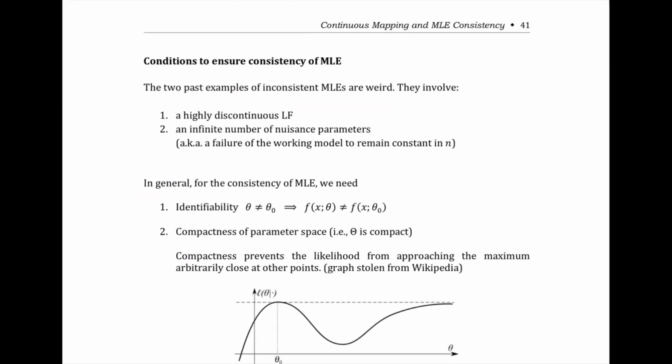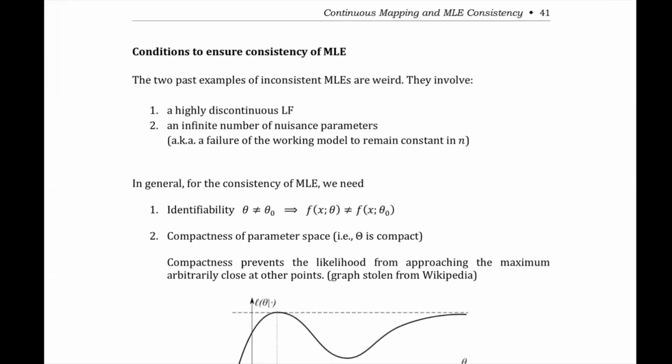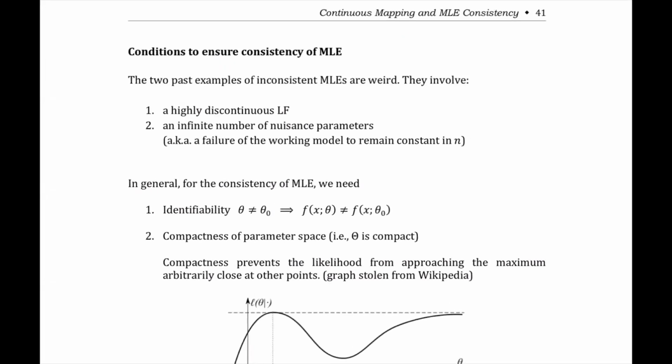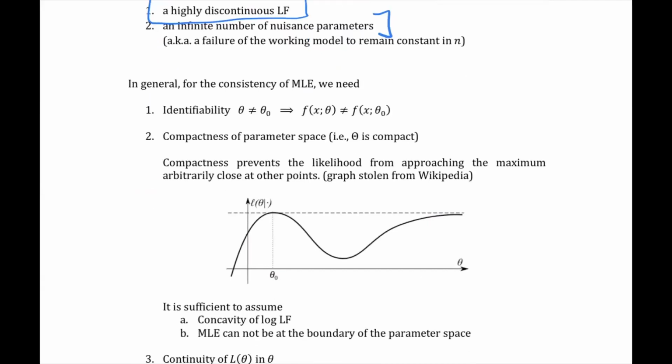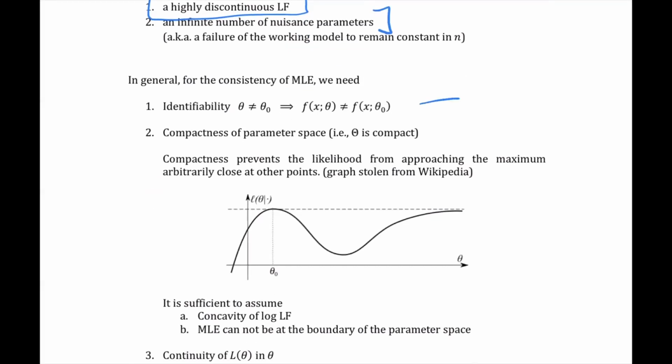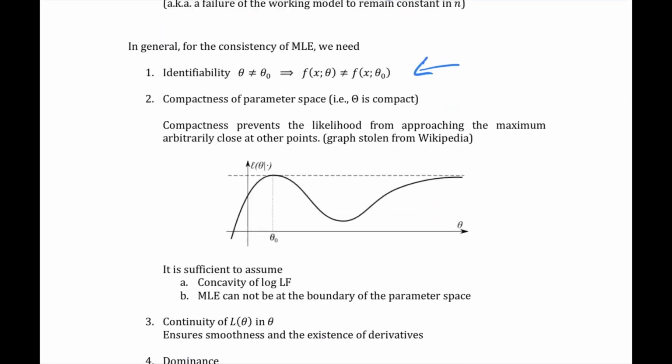All right, there are some general consistency conditions here, and I'm just going to read these off. These are things that you can look up and you can remember. When you have a highly discontinuous likelihood function, you have weird things. And when you have an infinite number of nuisance parameters, you have weird things. So these are the two cases where the maximum likelihood estimates are weird. And so in general, for consistency of the maximum likelihood estimators, you need something called identifiability, which we talked about. And you need compactness of the parameter space.